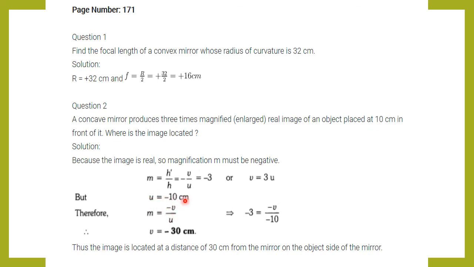All object distances will always be negative, because we always place the object on the left side of the mirror. So this is minus 10. Now m is minus v upon u. We have got v is equal to 3u, so we can substitute the value over here. So we get v is equal to minus 30 centimeters. Thus the image is located at 30 centimeters from the mirror on the object side of the mirror. Okay, so I hope you have understood.